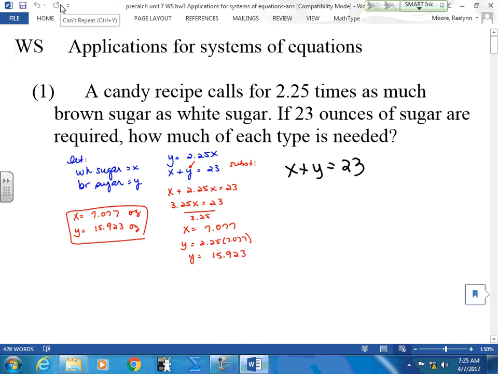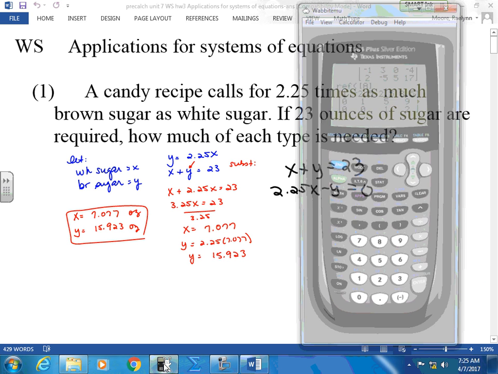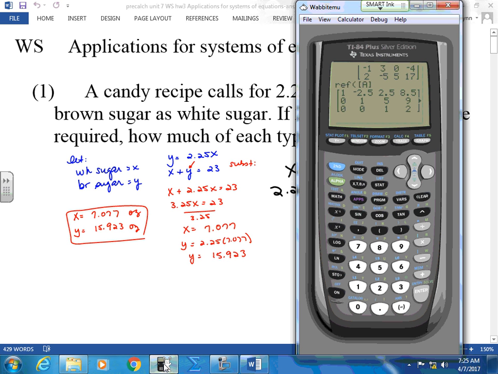If you have this, I have to subtract y. 2.25x minus y equals 0. Put them in your matrix and see if you get the same exact answers. This one has decimals, so I would just leave your matrix in decimals and see if they match up. So let's see how long it takes me to put it in my calculator. My challenge.